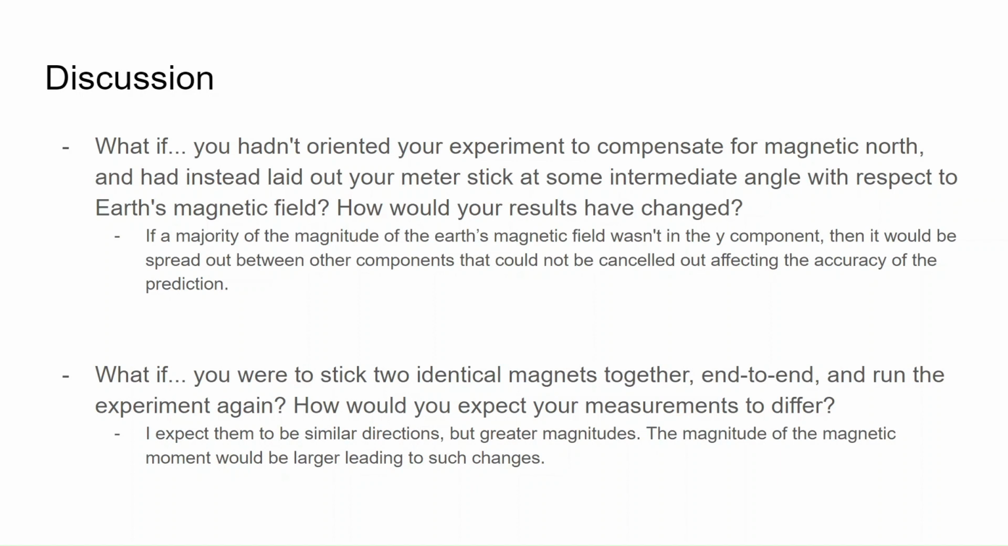The second question: what if you were to stick two identical magnets together end to end and run each one again? I expect that there would be similar directions for the field, but greater magnitudes. The magnitude of the magnetic moment would be larger, partially because the magnet itself is bigger, but also because there would be more aligned internal components of the magnet to induce a larger field.